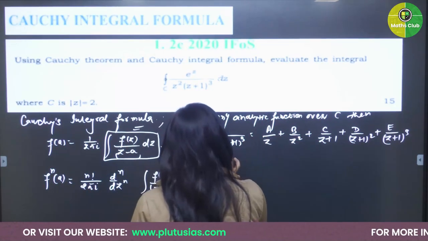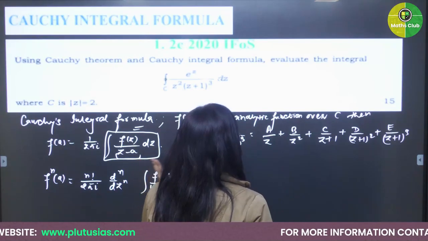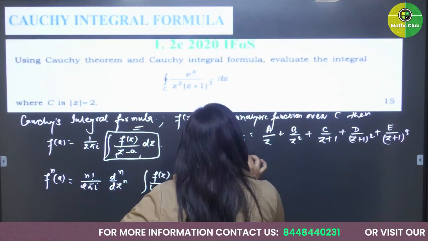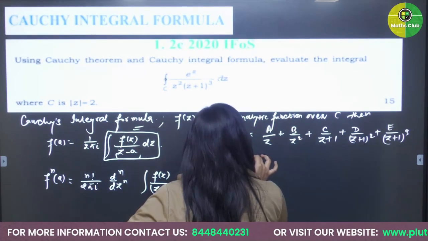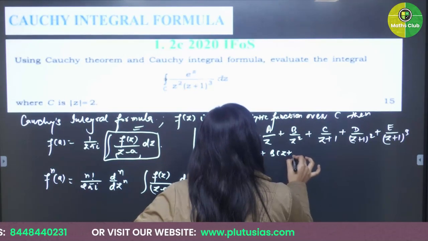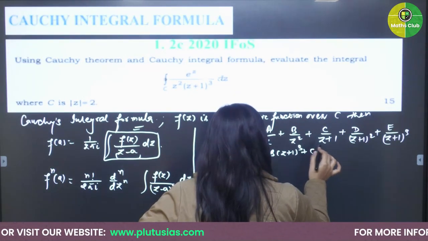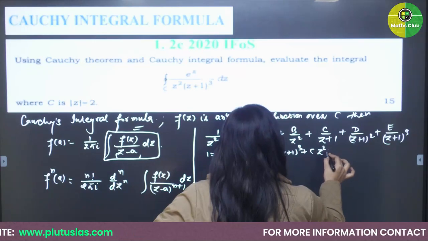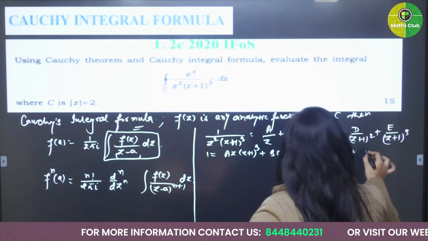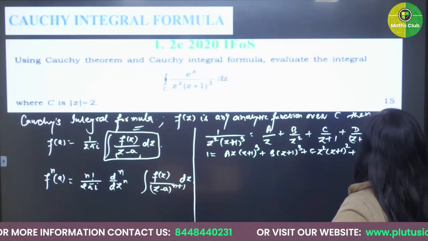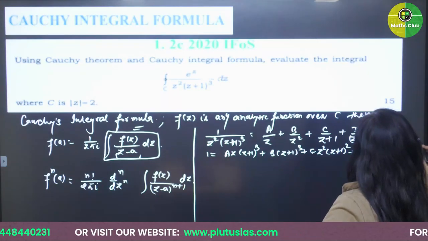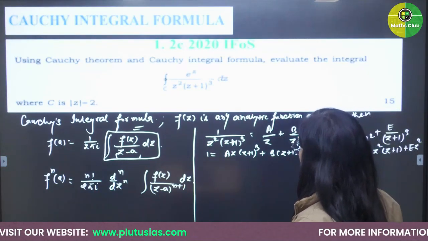So for finding out that, what will we do? We will multiply throughout the equation by z square into (z plus 1) cube. And hence it would be a z into (z plus 1) cube plus b (z plus 1) cube plus c z square (z plus 1) square plus d z square (z plus 1) plus e z square. And now we need to find out a, b, c, d, e.